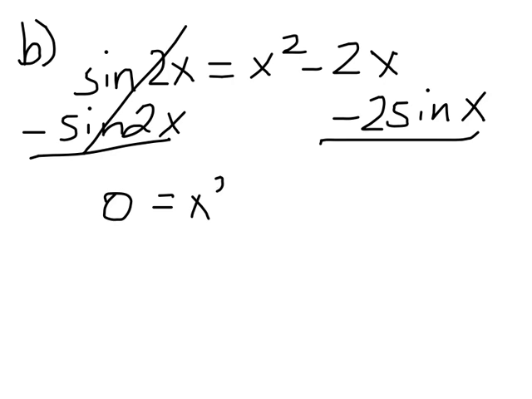0 equal x squared minus 2x minus sine 2x would be an equation that would give you those solution points. If you wanted to try to work that out algebraically, I wouldn't. That doesn't look very pretty, does it? Not something we'd want to try to have to solve, but we could.